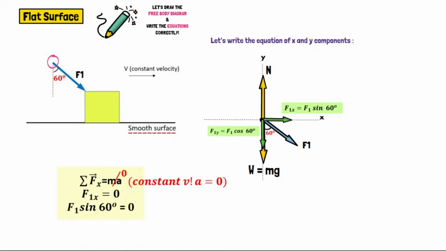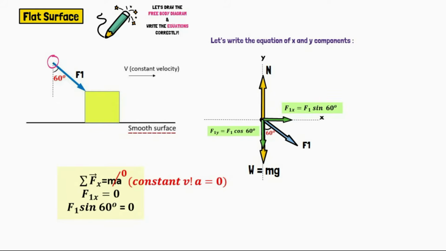Total Fx equal to ma, but since the object is moving with constant v, so acceleration is equal to 0. So, total Fx equal to 0 untuk case yang ditunjukkan di sini. Jadi, untuk bantu kita tulis equation dengan betul, look at all the forces in X component dalam free body diagram tadi, kita hanya ada F1X. So, saya hanya masukkan F1X is positive because the direction is to the right. Okay, so F1X equal to 0. So, kita gantikan, kita akan dapat F1 sin 60 degree equal to 0.